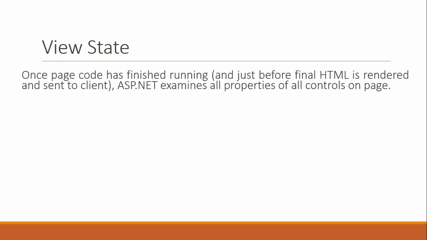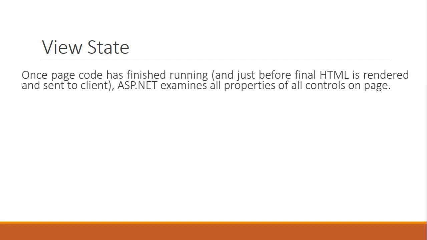Okay. Now let's see each of these things in a little more detail. What is view state? Okay. Once the page code has finished running, for example, if you call default.aspx or hello.aspx, some aspx file, what happens when you call an aspx file? It gets parsed, converted or compiled on the server side. Okay, that can be anything. You do whatever you want on the server side, but when it comes to the client side, it should be pure HTML. That's why I put in the bracket: just before the final HTML is rendered and sent to the client.